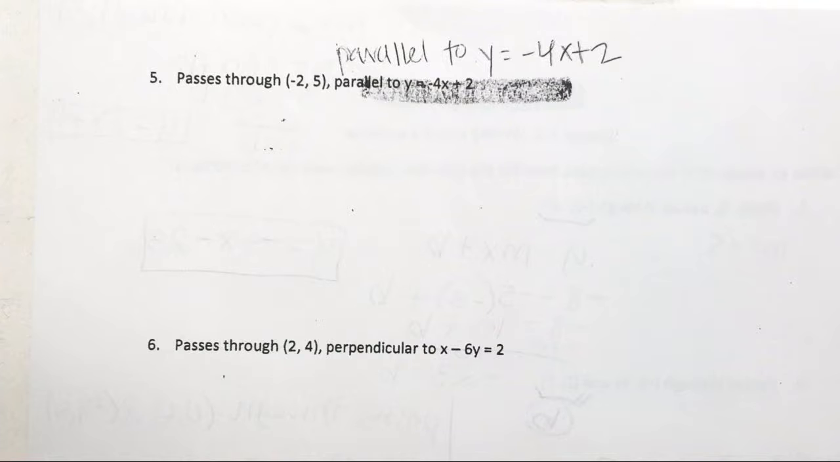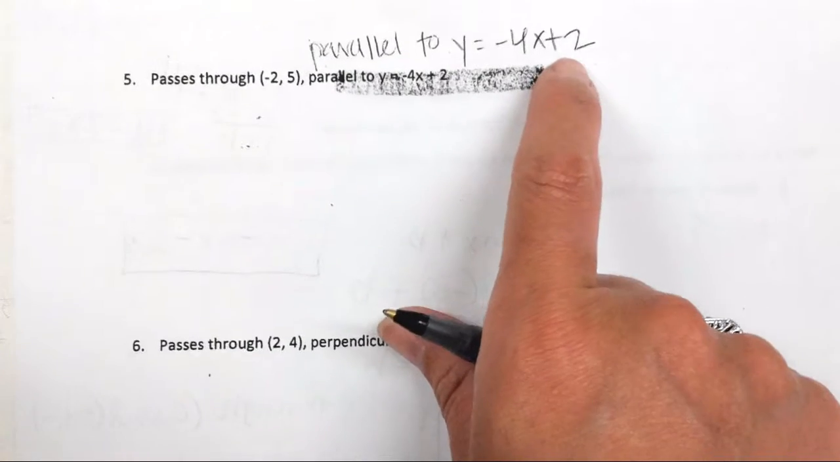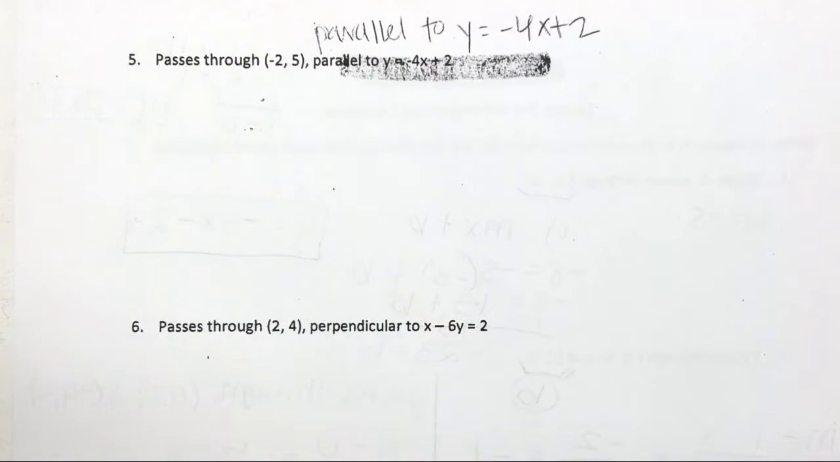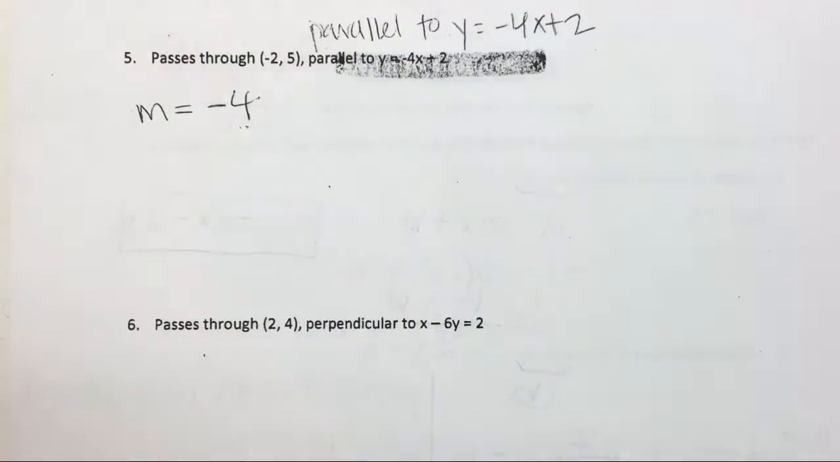We're still writing equations. This time they give us a little bit different description. It passes through negative 2, 5, and is parallel to y equals negative 4x plus 2. I wrote this up here because it kind of got scratched out. First of all, we have to have the slope and y-intercept. Which one do we have from here? How do you know that we have the slope? It says it's parallel to that. Parallel lines have what? The same slope. So our slope will be what? The same. Good. So we do have the slope. We just don't have the y-intercept.